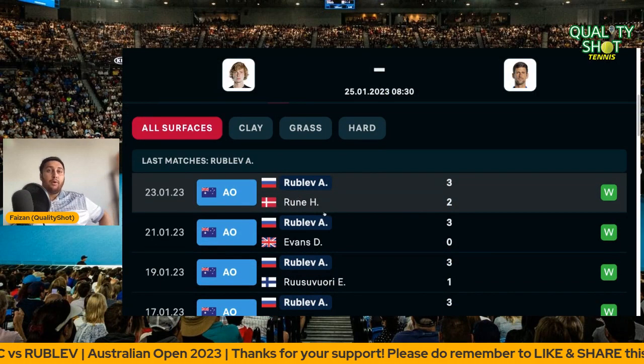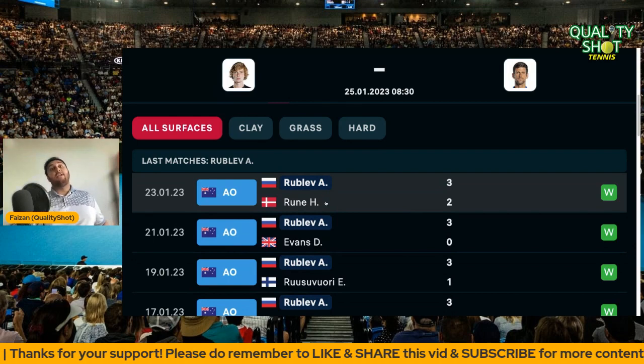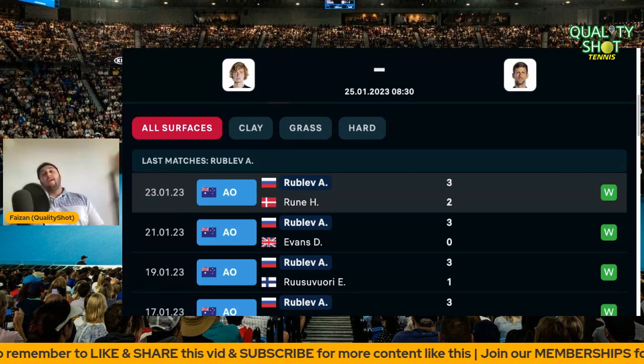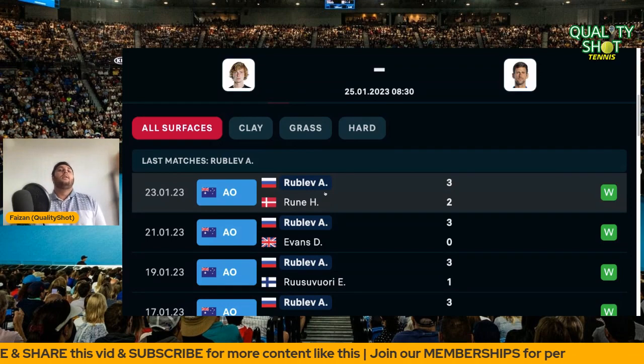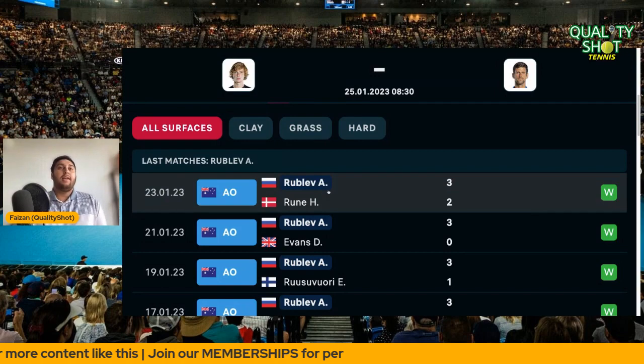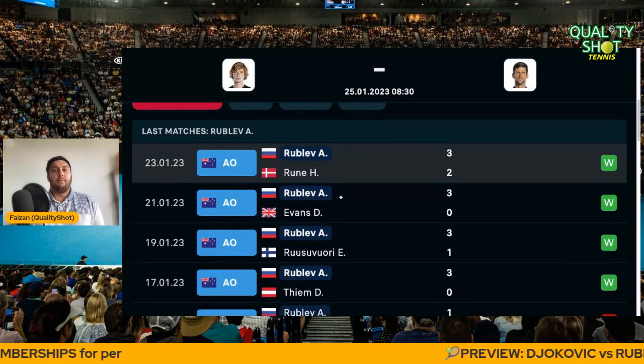So you can see here, Rublev last played Rune. He had to save match points against him and then ended up winning in the end. He was actually down in that match in the fifth set, a break down. Rune was serving for it. He was 40-15 up. He didn't convert. Just a crazy match. In the end, Rublev winning in a final set tiebreaker on the third match point, if I'm not mistaken.